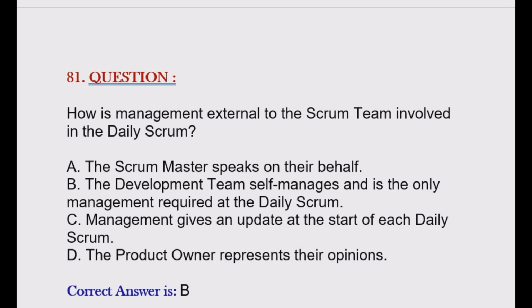Question is, how is management external to the Scrum team involved in the daily Scrum? Option A, the Scrum Master speaks on their behalf. Option B, the development team self-manages and is the only management required at the daily Scrum. Option C, management gives an update at the start of each daily Scrum. Option D, the product owner represents their opinions. Correct answer is option B.